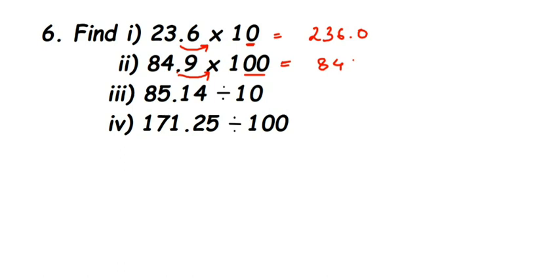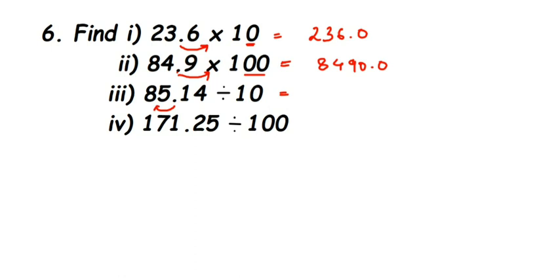849. So it's not 800. It will become 8490.0. Okay. So in multiplication, if you see 1000 there, the decimal will move 3 places to the right side. That's it. Now we have a division. Division, same rule, but the decimal point will go left side.